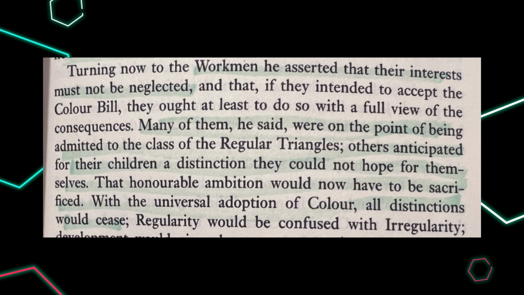The government introduced a color bill, which forbade the use of painting colors. To introduce this bill, they obviously needed popular support, and this was how they gained it. Turning now to the workmen, he asserted that their interests must not be neglected. Many of them, he said, were on the point of being admitted to the class of the regular triangles. Others anticipated for their children a distinction they could not hope for themselves. That honourable ambition would now have to be sacrificed. With the universal adoption of colour, all distinctions would cease.